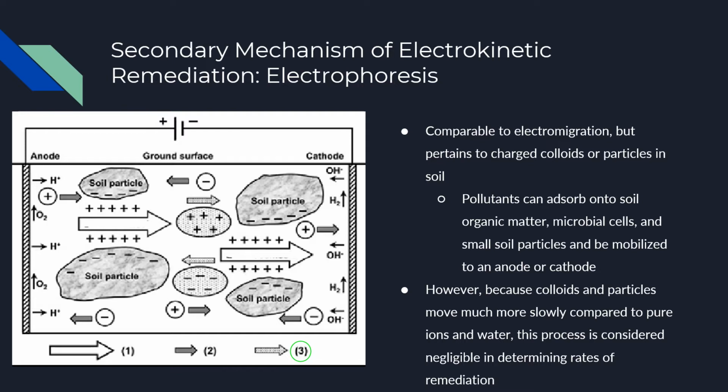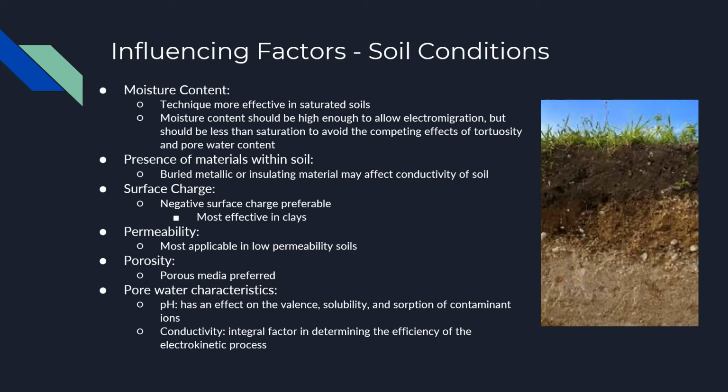This movement is illustrated in the figure as the circled process number 3, and shown by the grainier light gray arrows. However, because colloidal movement is slower, more limited due to their large size, and only occurs with certain contaminants, it is therefore not usually considered with the same weight as electromigration and electroosmosis when determining remediation rates. There are a variety of influencing factors that need to be considered when choosing a remediation method which is best for both your soil and contaminant type.